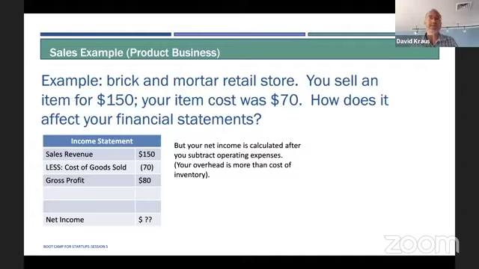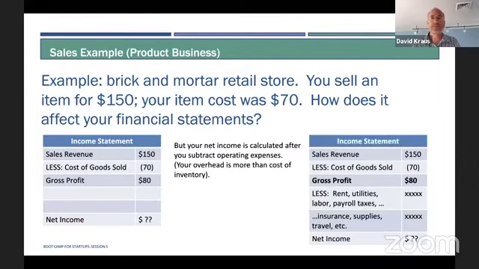So yeah, your net income's calculated after you subtract all your operating expenses, because your overhead, all those operating expenses plus the cost of the inventory, those are all your costs, not just the cost of that inventory. So a little more complete income statement, obviously with a bunch of figures to be filled in, but this kind of gives you this sense of, okay, I have $80 in gross profit, but that $80, and the gross profit from all the goods I sold have to go to pay rent, utilities, payroll taxes, insurance, etc. So your net income is the bottom line after all that.